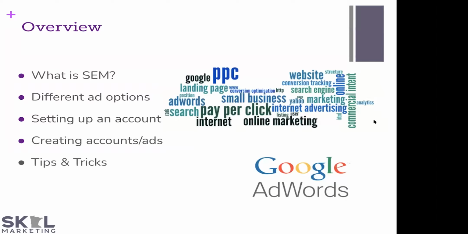So we're going to be going over a few things here today. We're going to be talking about basically what is SEM or search engine marketing. What are some of the different ad options that we have? It's quite amazing. If you ran ads or took even this presentation, say 5, 6, 7 years ago, it was pretty limited on the amount of ad options that you had. Now there is just a huge array of different options to utilize.